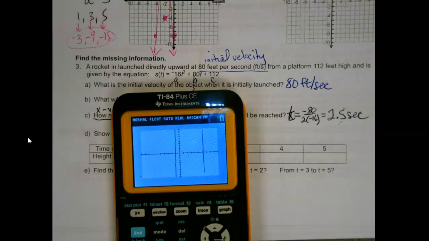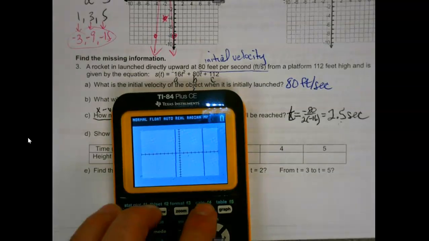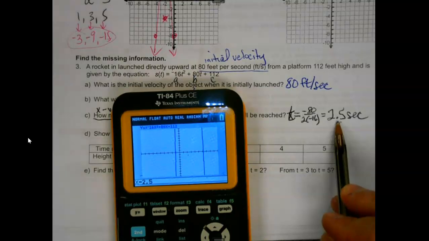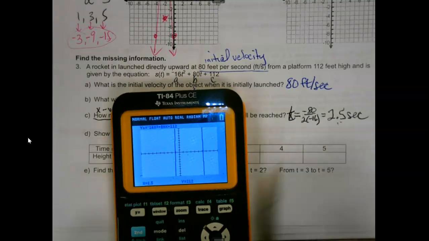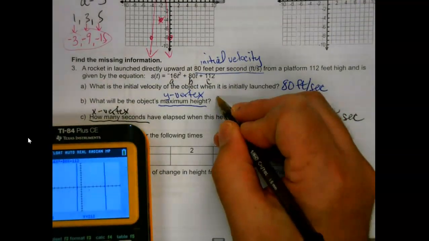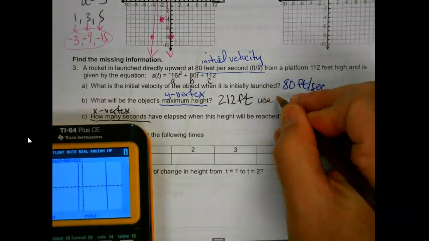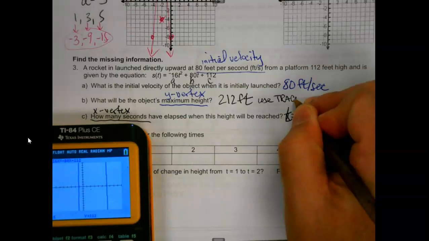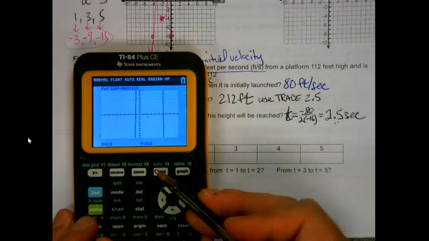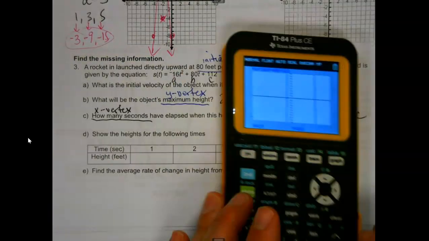So you're like, Hardy, I can't see the vertex. It's like way up here somewhere. That's okay, because if I hit trace, I can punch this value in, and it will tell me what the y value is going to be, which is 212. So we're just using trace and 2.5. Not too rough. And then show the heights for the following times.